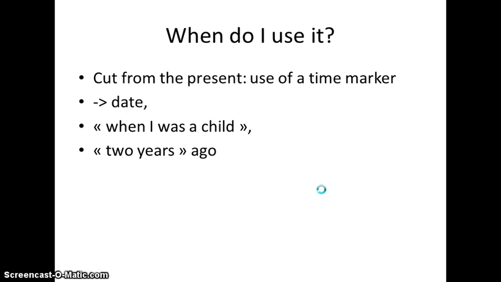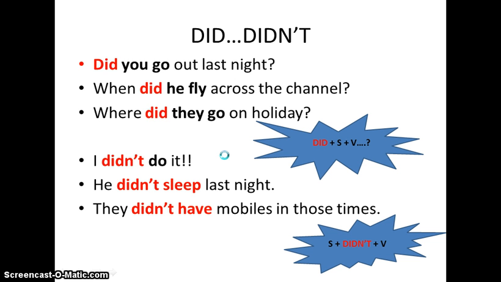Now, if you look, the elements I've underlined are a time marker. Could be a date, in 2001, yesterday, last night. It could be a phrase starting with when I was a child, when I was in high school, etc. Or it could be 2 years ago. So whenever you see ago here, you should also use the preterite. So that was for affirmative sentences.